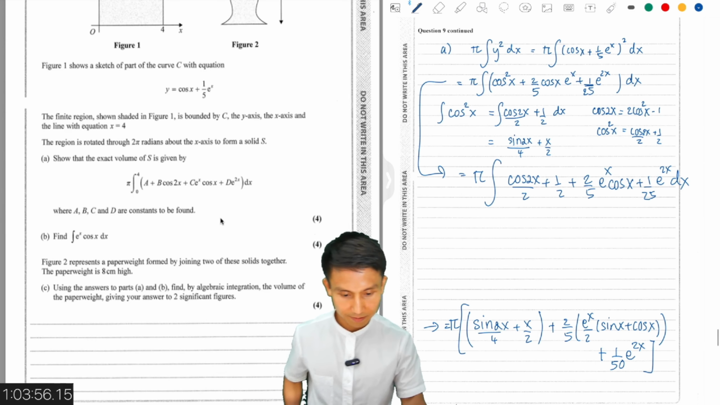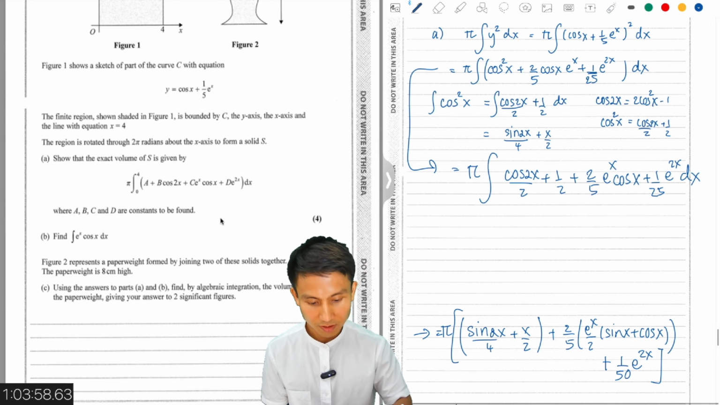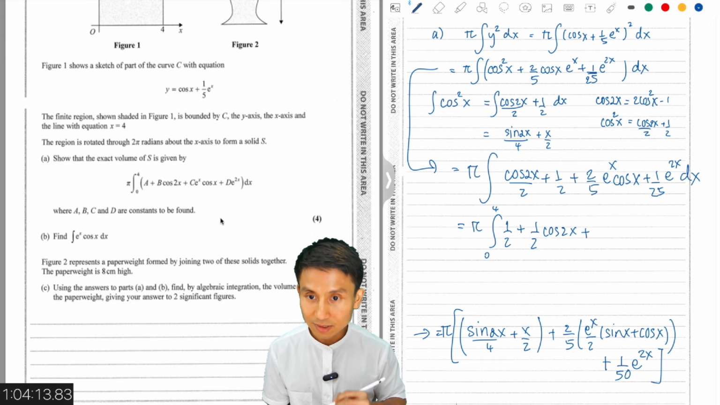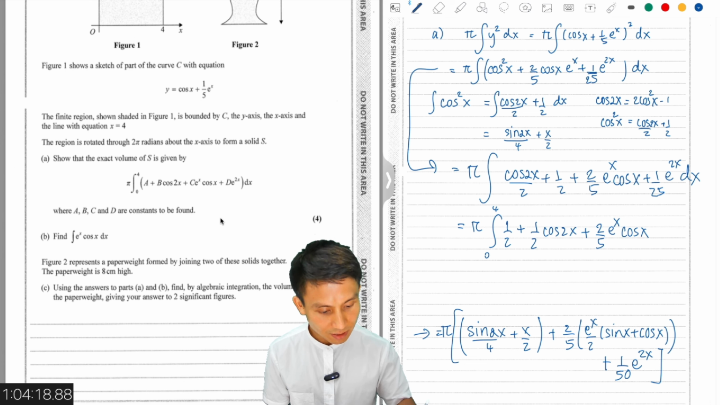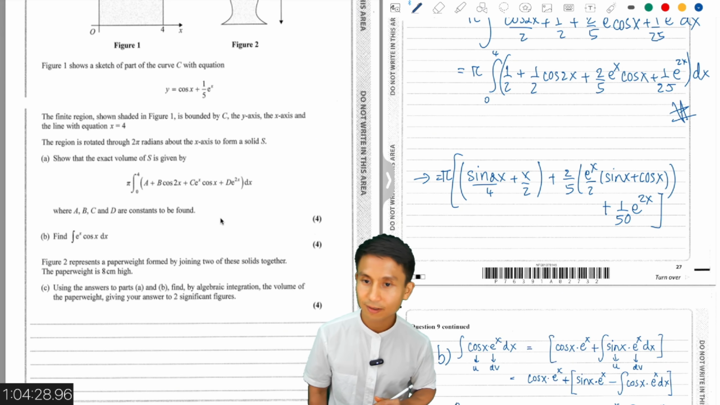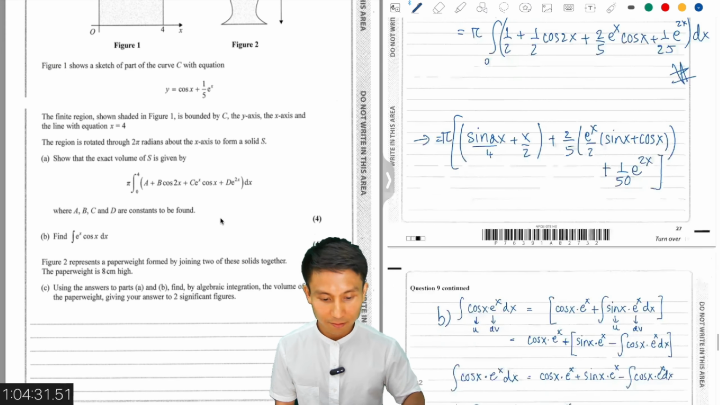Am I happy with everything? I think so. So this is still pi integral 0 to 4. A is going to be this guy here, 1 over 2. B cos 2x is just 1 over 2 cos 2x here. Plus C is just 2 over 5 e to the x cos x. And the D will be 1 over 25 e to the 2x dx. That's everything, right? So that's as required. Okay, now part B we're done.